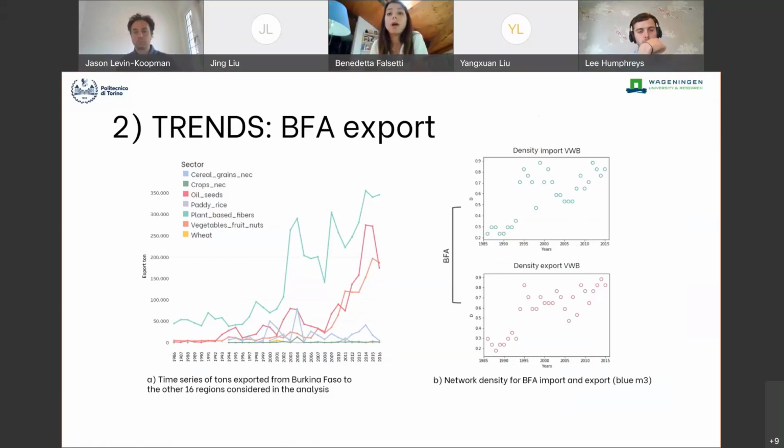These two graphs on the right show the density of the network for the import and for the export, but in particular, they show that the density of the network starts to increase after 1994. That was the year of the Uruguay Round, when the growth rate of the countries involved in the network starts to grow due to the spread of trade agreements in the agricultural sector.